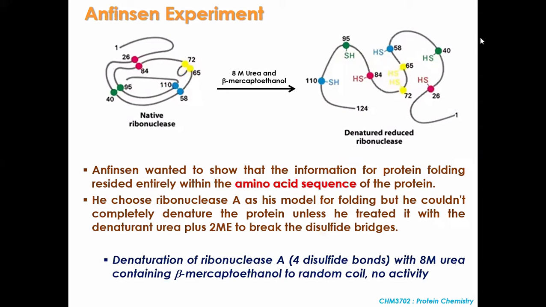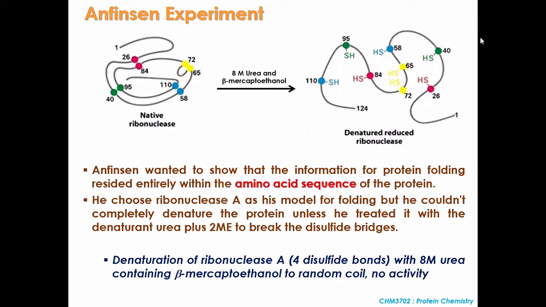So the reason why Anfinsen came up with this dogma is because of this very simple experiment. He started with a small protein, just over 100 amino acids in length, called ribonuclease A, as a model for folding. And he destroyed the structure using urea and mercaptoethanol.